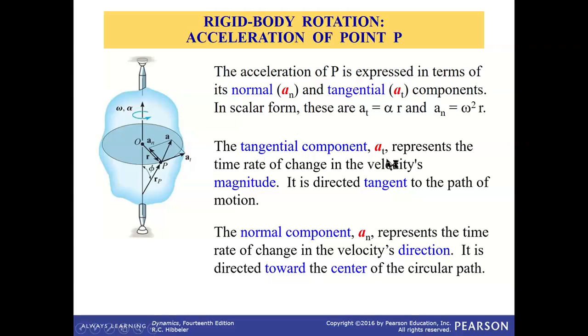So the tangential component AT represents the time rate of change in velocity's magnitude. It is directed tangent to the path of motion. The normal component of the acceleration represents the rate of change in velocity's direction. It is directed towards the center of circular path. So remember that normal acceleration always points towards the center of rotation.